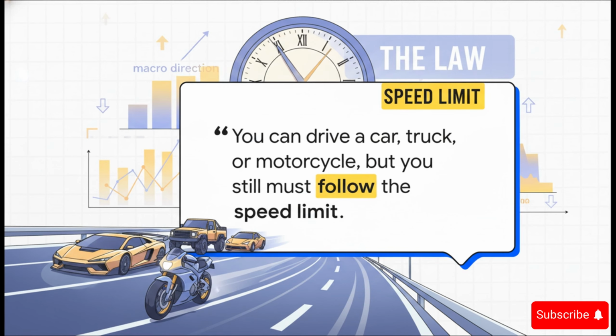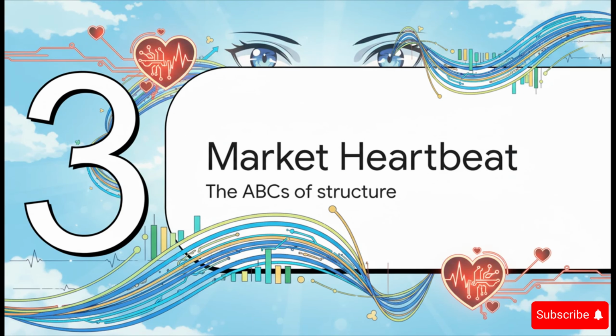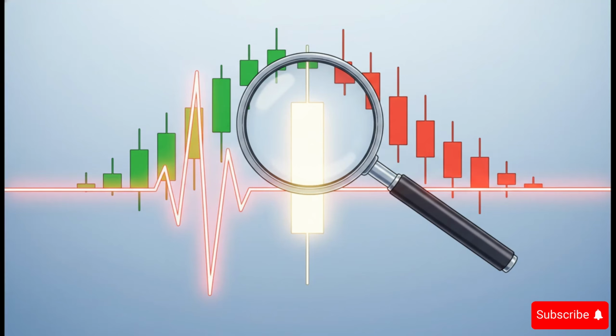Section 3, reading the market's heartbeat, the ABCs of market structure. Think of these points as the literal ABCs of your trading language, basically mapping out the heartbeat and the blood pressure of price action. A bullish market consistently pumps out higher highs and higher lows. A bearish market gives you lower highs and lower lows.